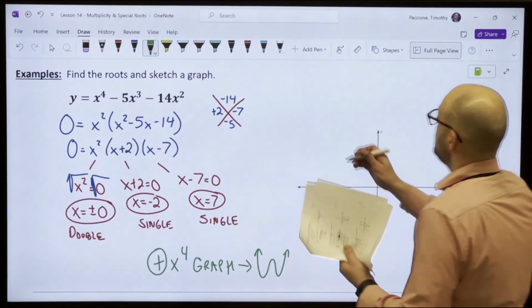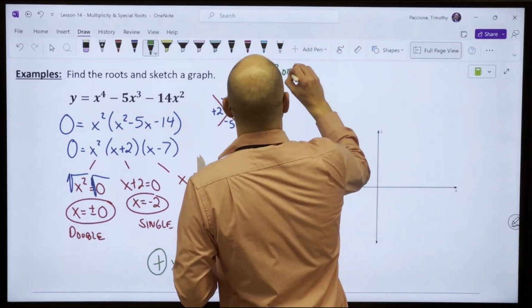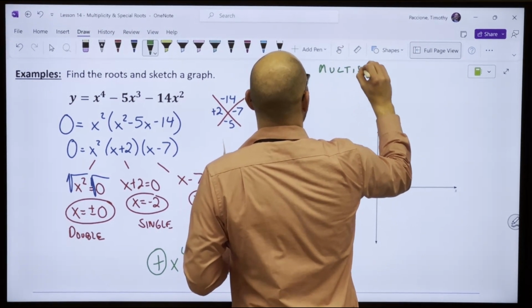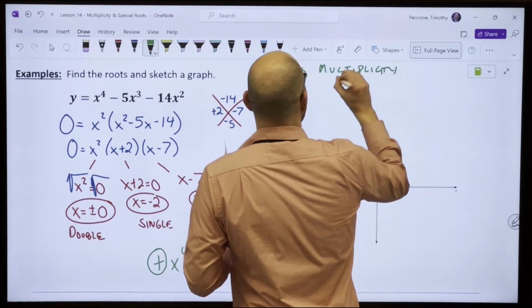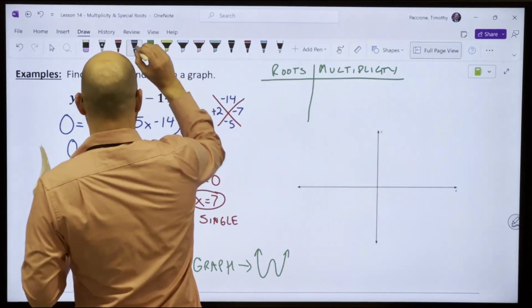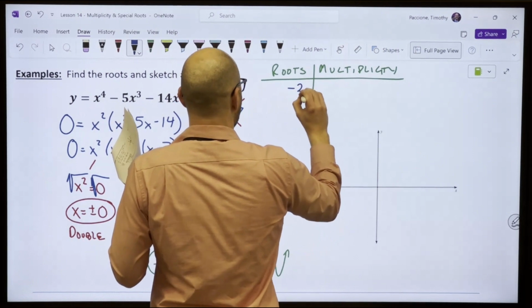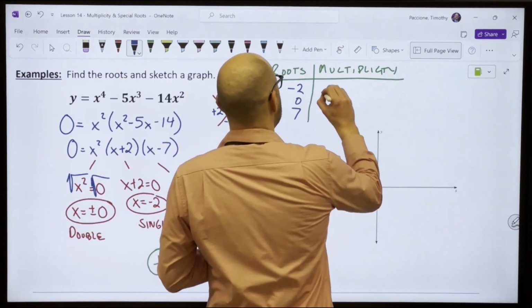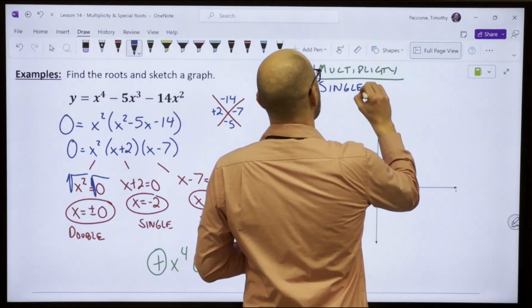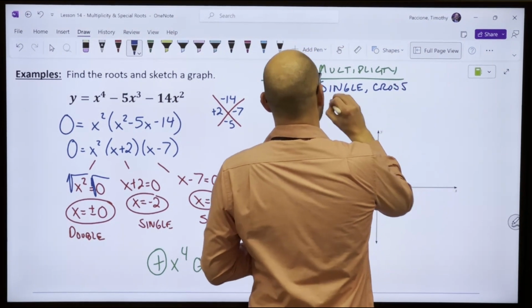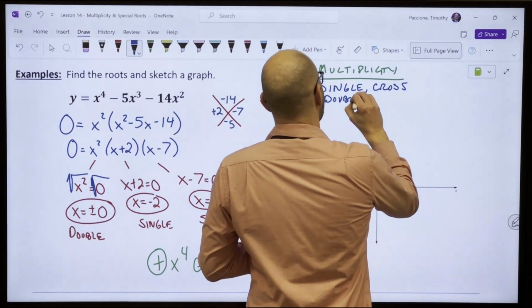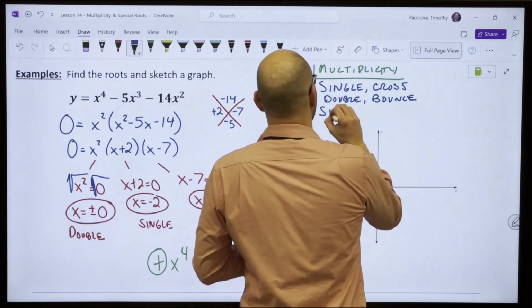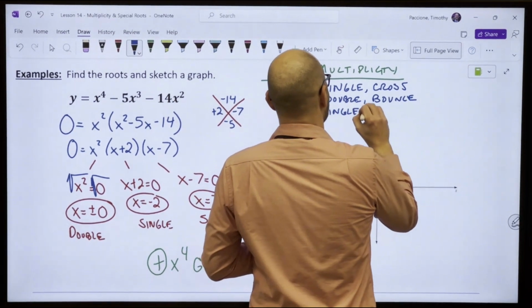So, okay, another thing that I think is helpful for students is if you make a roots multiplicity table. So I'm going to go roots multiplicity. Right? And I'm going to list my roots. I have negative 2, 0, and 7. And then I say, okay, negative 2, that's a single, so that'll cross. 0 is a double, so it'll bounce. 7 is a single, so it'll cross.